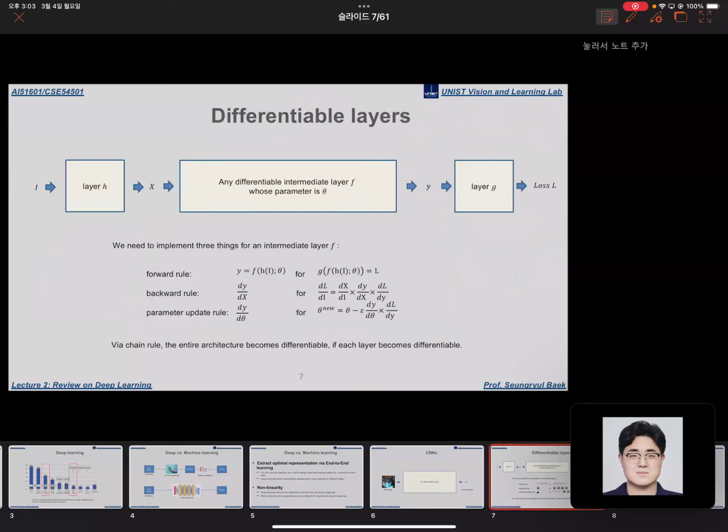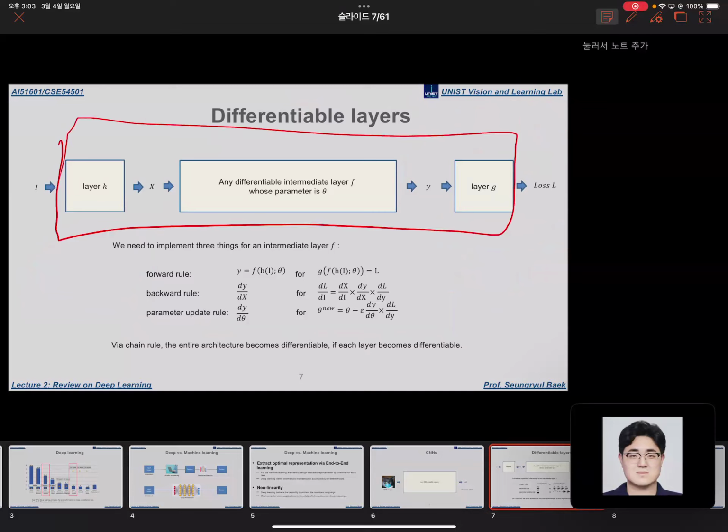And let's say this is the overall deep architecture, and it needs to be differentiable. The final output needs to be differentiable with respect to the initial input, and at the same time, the final output should be differentiable with respect to the whole parameters.